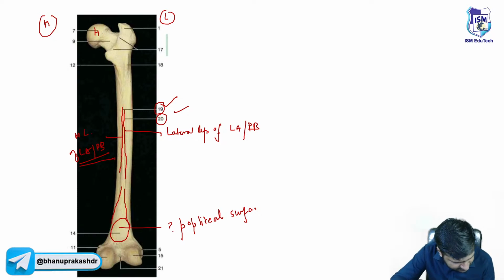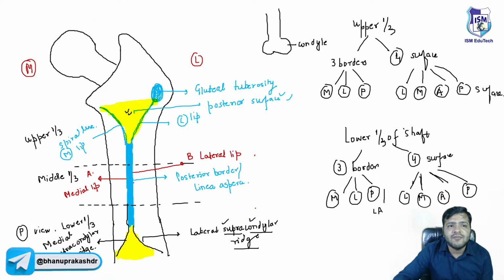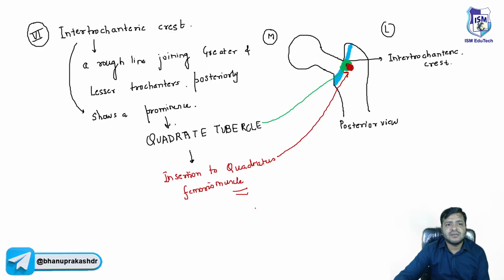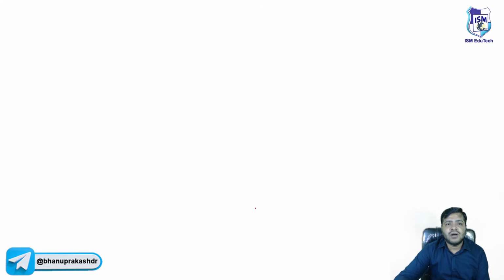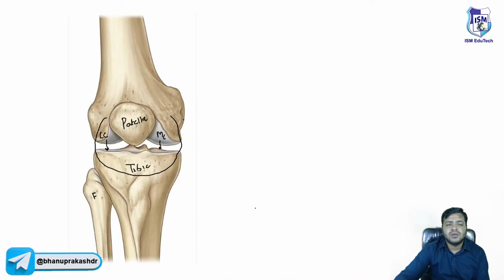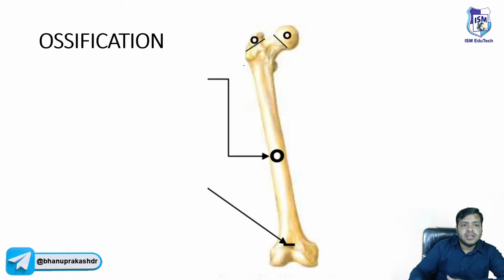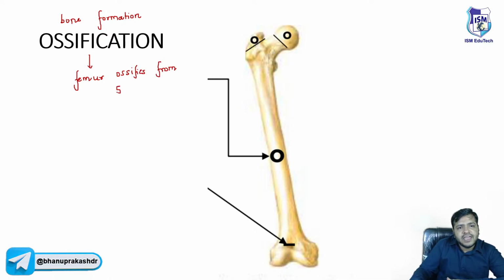So yes, it is the popliteal surface. Yes, Nikenda, very good, beta. Chalo, we have already discussed the shaft and all the parts. Okay, the upper end, lower end, and the shaft is done. Now I wanted to discuss the ossifications. Ossification means formation of bone. Remember, the femur ossifies from 5 centers.